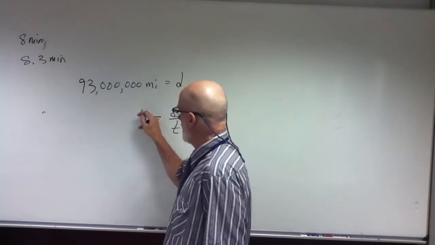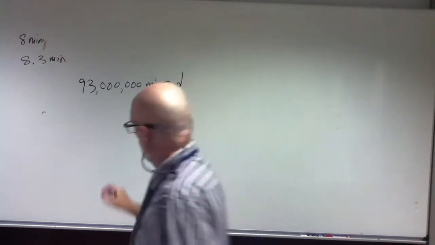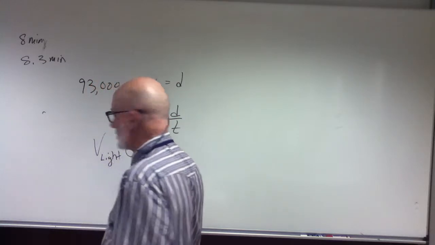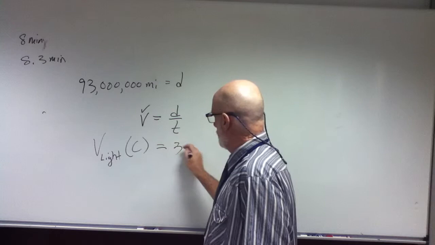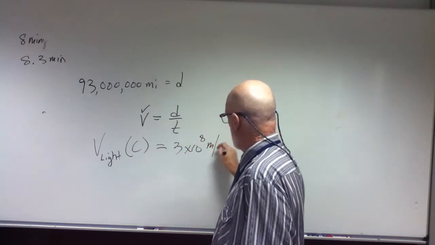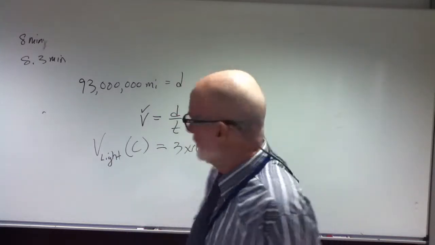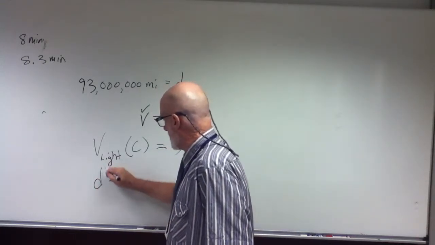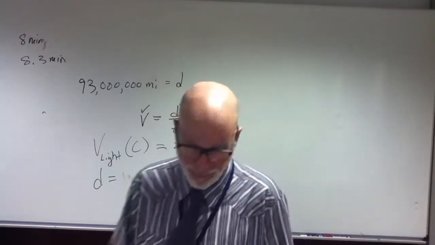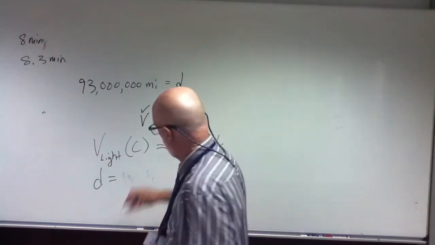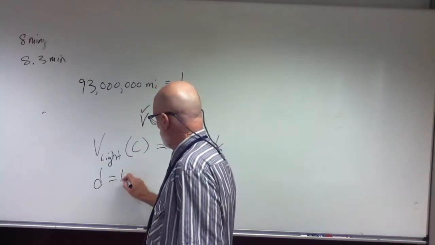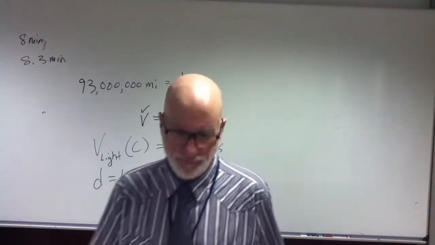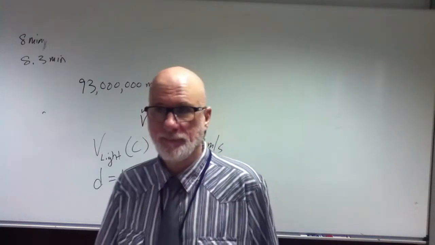Do we know the velocity of the light? You actually say C, not V. 3 times 10 to the 8th meters per second. Correct? Do you know the distance? The distance is, what did they say in the problem? They said 1.5 times 10 to the 8th. Isn't that right? Correct? You get it? All right?